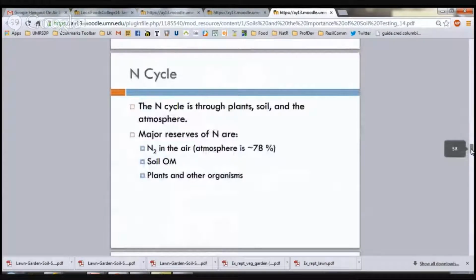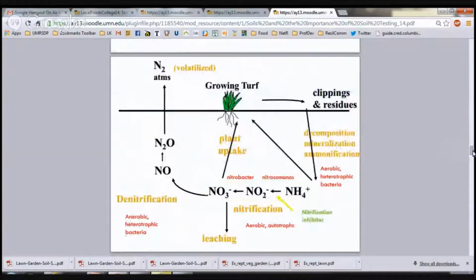And then I'll just throw up here the nitrogen cycle, right? Scary, isn't it? But to go back to what we were talking about with soil testing, soil organic matter, our residues, clippings, those all have to be mineralized through microorganisms to get into inorganic forms that the plant can uptake.